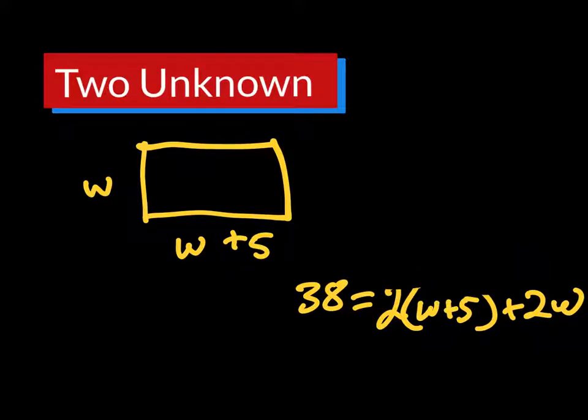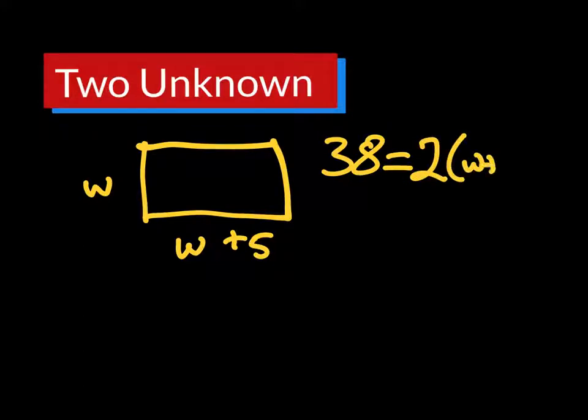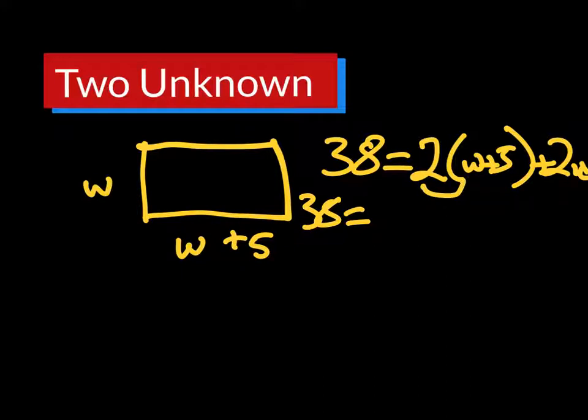So I'm going to rewrite this equation up here at the top to give myself more room. Right, so the perimeter is 38, which is equal to 2 times the length, which is w plus 5, plus 2 times the width. Now we're going to start by using the distributive property to get rid of the parentheses. So we have 38 equals 2 times w is 2w, plus 2 times 5 is 10, plus 2w.